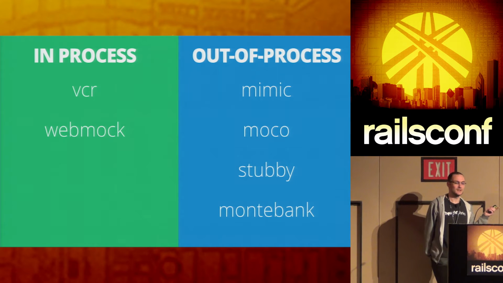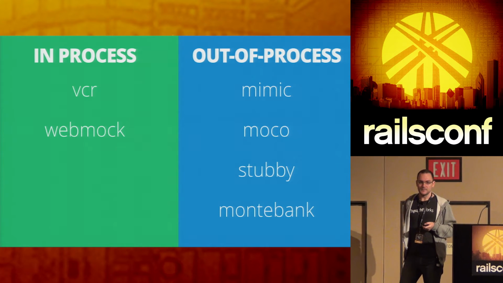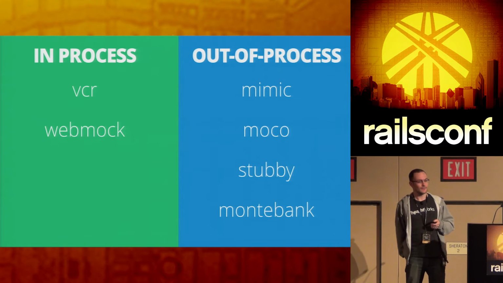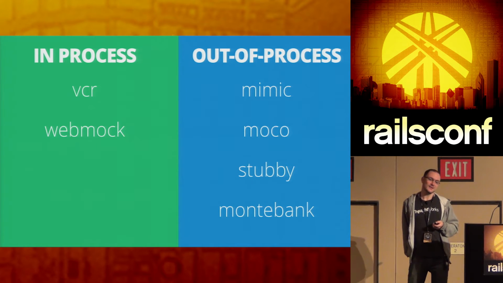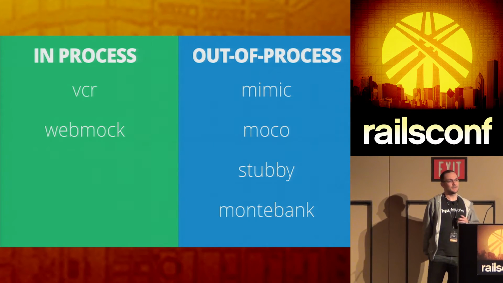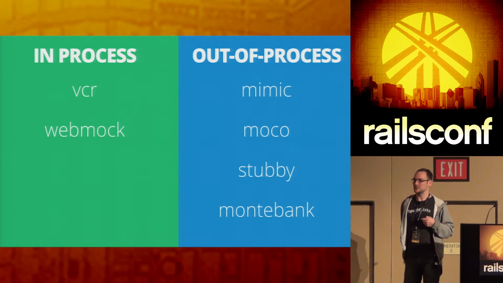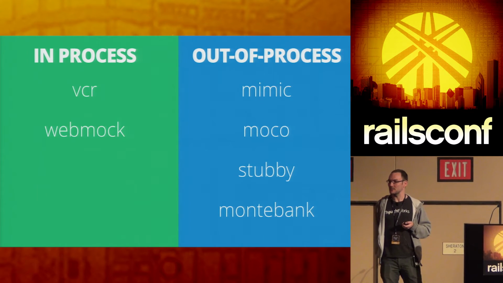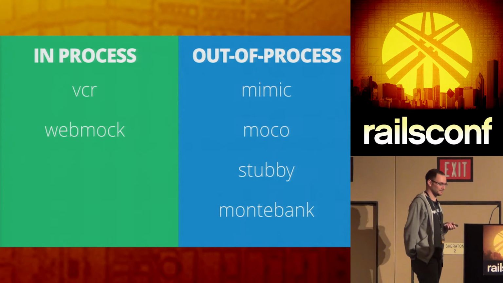Outside of the Ruby community, or outside of the Ruby language, I suppose, there's a library called Moco. It's quite powerful. Stubby is another one. And then there's this interesting one called Montebank. What makes Montebank interesting is it doesn't just fake out HTTP, it will fake out whatever protocol you want. So it can fake out SMTP so you can check emails. It will fake out WebSockets, that kind of stuff. So that's an interesting one to look at.